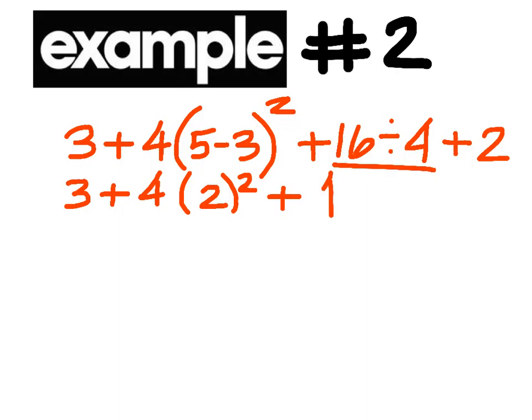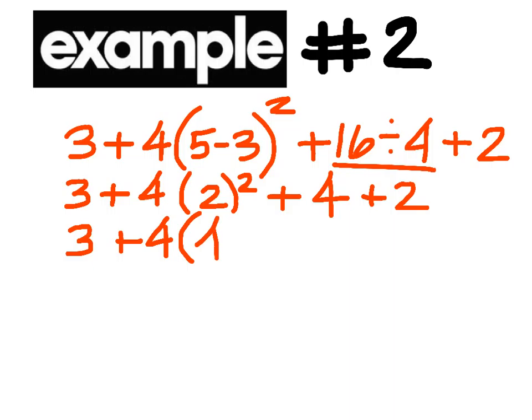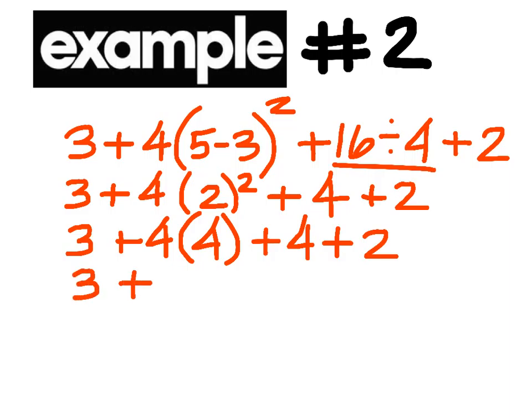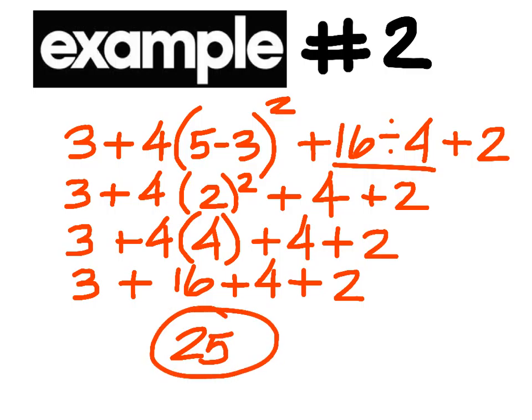16 divided by 4 is 4. And then go back to the parentheses and square the 2. 2 squared is 4. Keep everything else. 4 times 4 is 16. And then from there it's just a straight addition problem. So we'll do that all at once. 3 plus 16 is 19, plus 4 is 23, plus 2 is 25.